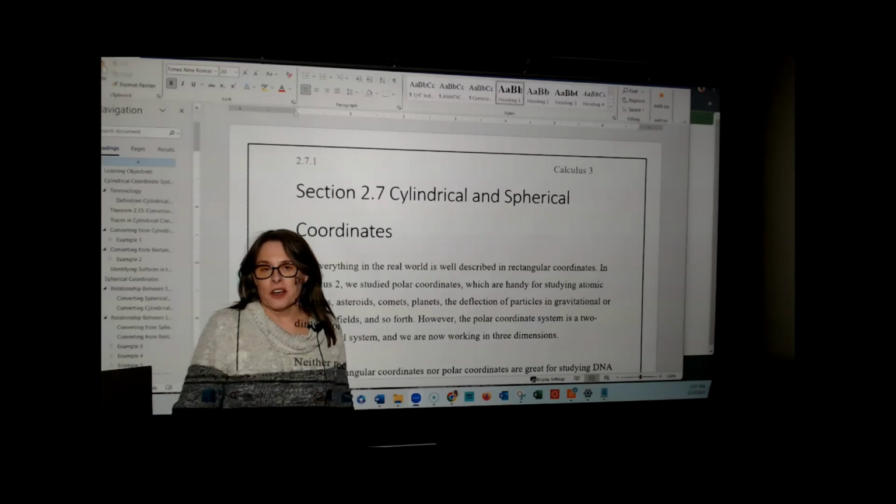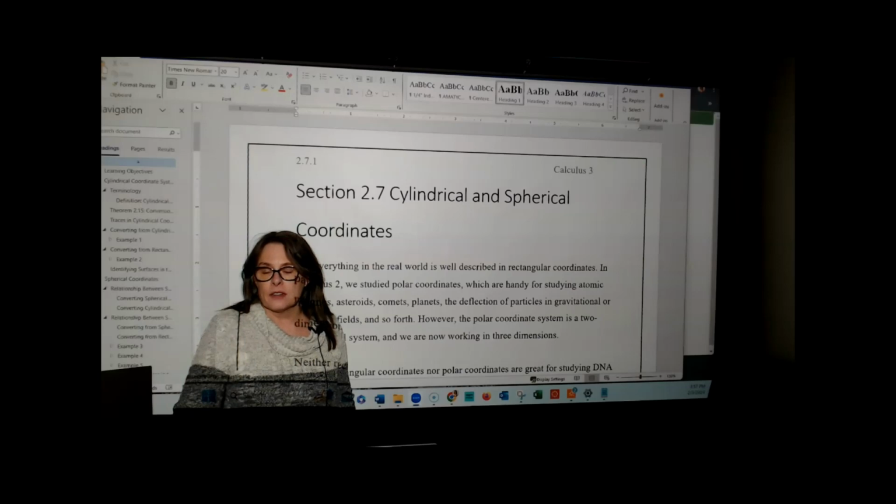We're ready to start talking about the last section in this chapter in multivariable calculus. In this section, we're introduced to two new coordinate systems, the cylindrical system and the spherical coordinate system. We already are familiar with two coordinate systems, the rectangular or Cartesian system, which is the one we've been working with up to this point. You also learned in Calculus 2 about the polar coordinate system, which was a two-dimensional system.